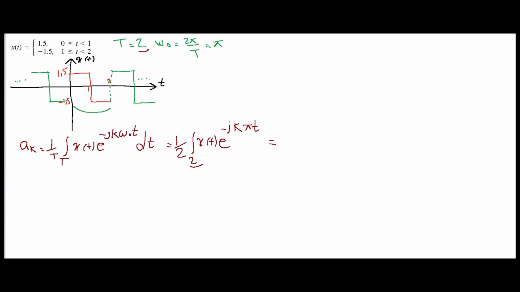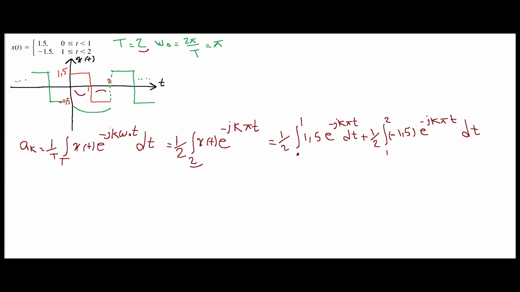A Fourier series integral may be evaluated over any interval of 1 period. Here we choose the interval from 0 to 2. Within this interval, the signal consists of 2 constant sections. From 0 to 1, the signal is 3/2. From 1 to 2, the signal is minus 3/2. Therefore, the integral is divided into 2 parts. The first integral extends from 0 to 1, and the second integral extends from 1 to 2.